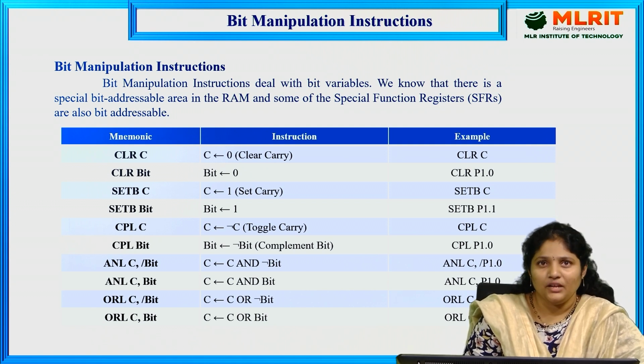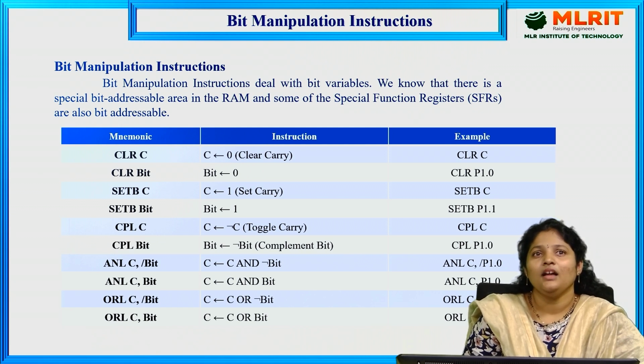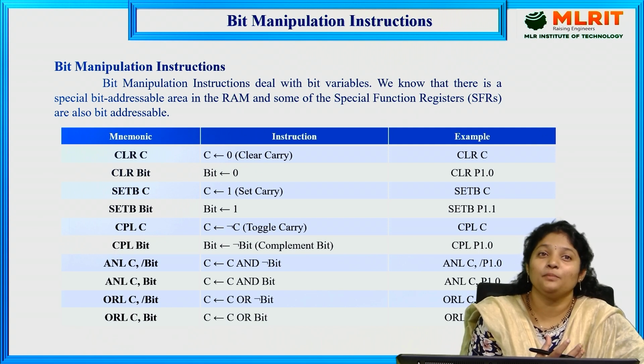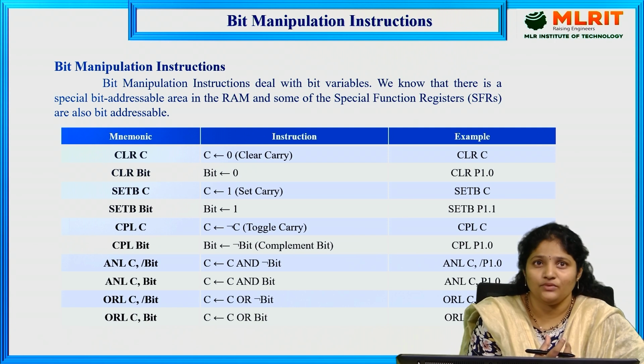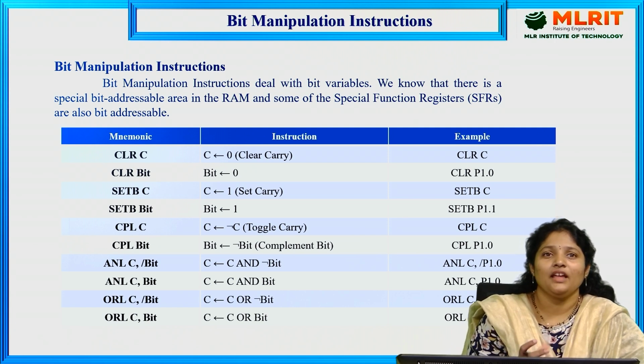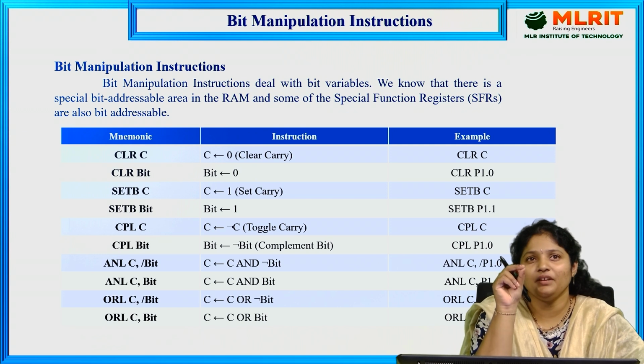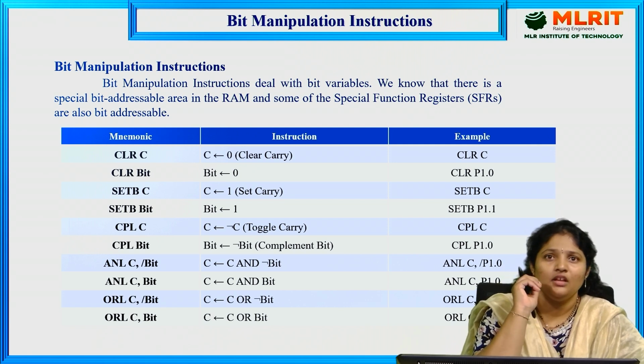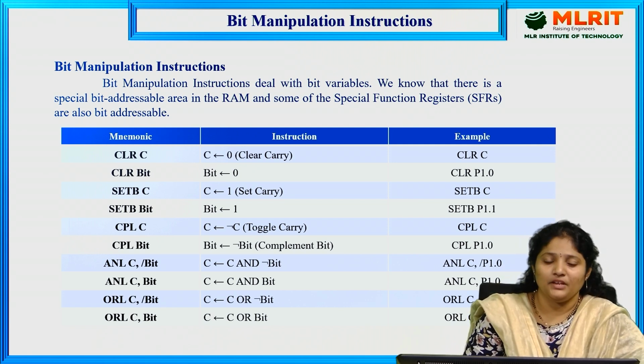Coming to the bit manipulation instructions, these instructions deal with the direct bit addressable areas in the RAM and some of the SFRs also. Special function registers, like the timer register, can use bit manipulation instructions. In the PSW, program status word, we can also use them. Like that, we can set or reset each single bit position using bit manipulation instructions. These are some examples of bit manipulation instructions.